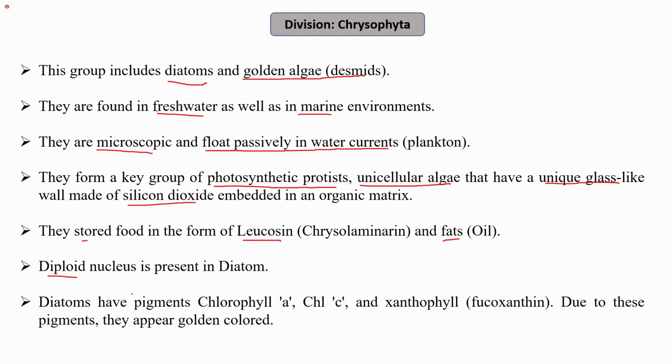And diatoms, as I mentioned, are photosynthetic in nature. They are key producers in the aquatic ecosystem. They have pigments like chlorophyll A, chlorophyll C, and xanthophyll, right? Which is also known as fucoxanthin. And due to these pigments, they appear golden in color. So, due to the xanthophylls or fucoxanthin which is present, the color of these organisms is usually golden in nature.